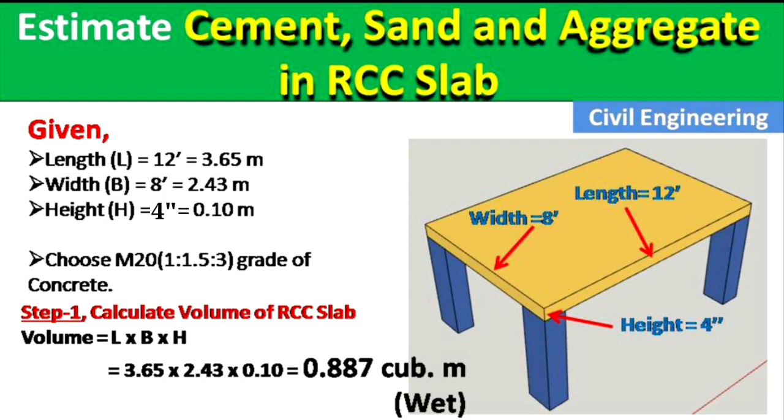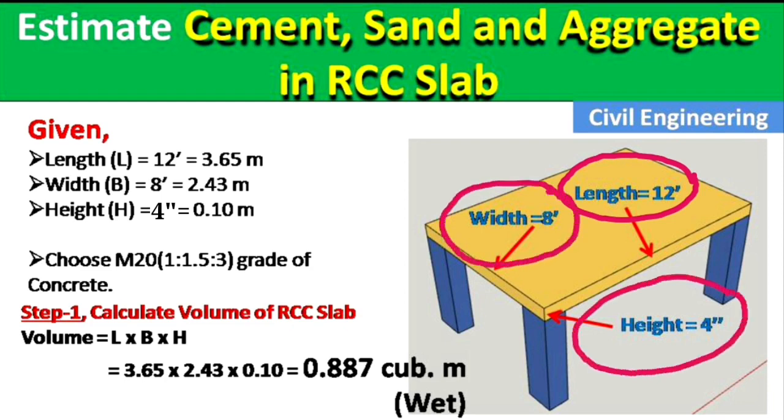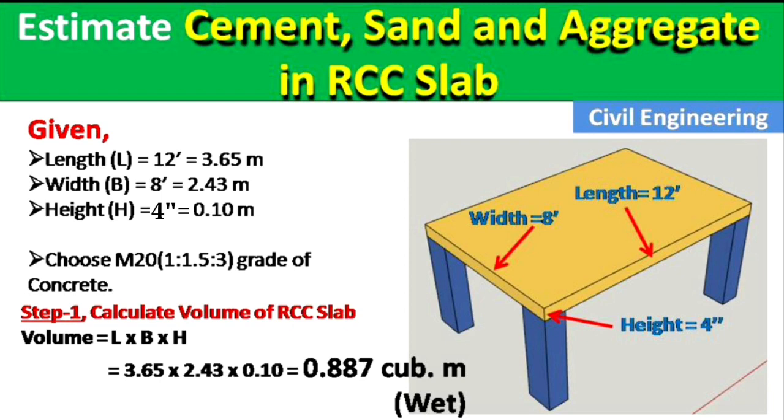You can see in this picture the length of the slab is given as 12 feet, the width of the slab is given as 8 feet, and the height of the slab is given as 4 inch, and this slab is standing on these 4 columns. Okay, so I will only estimate the cement, sand and aggregate for this slab. Okay, so let's see how we will calculate.